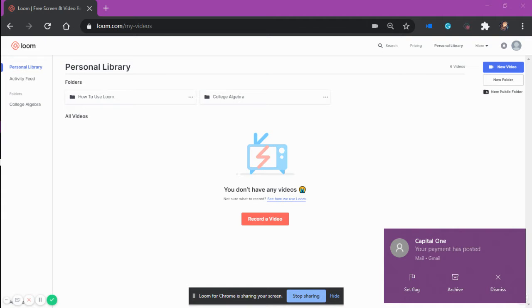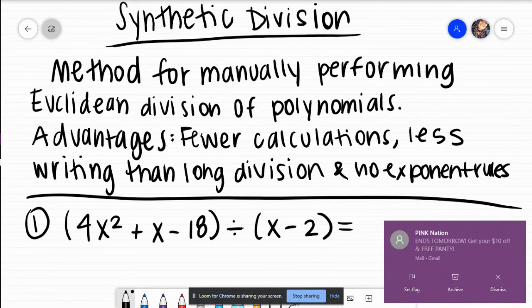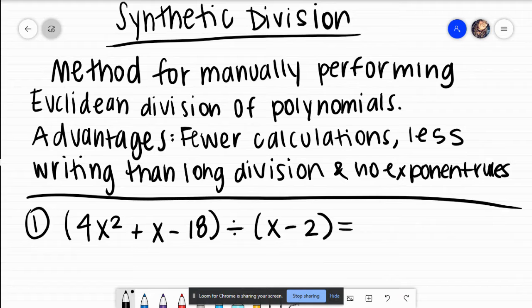Okay, hey y'all. We are actually going to do some synthetic division problems. Synthetic division is a method for manually performing Euclidean division of polynomials. What we did previously when we did long division, that is just your normal run-of-the-mill Euclidean division of our polynomials.